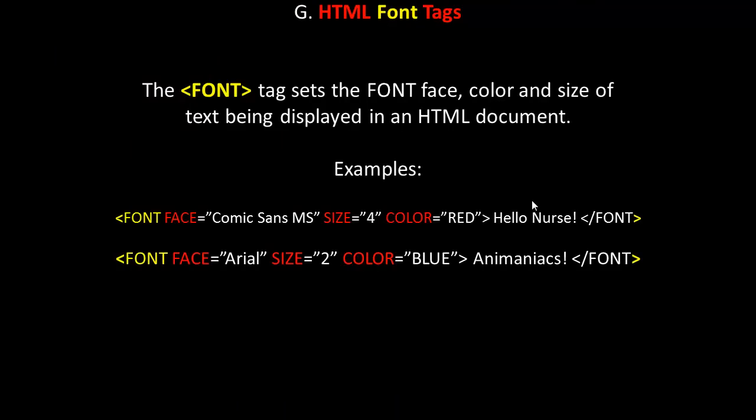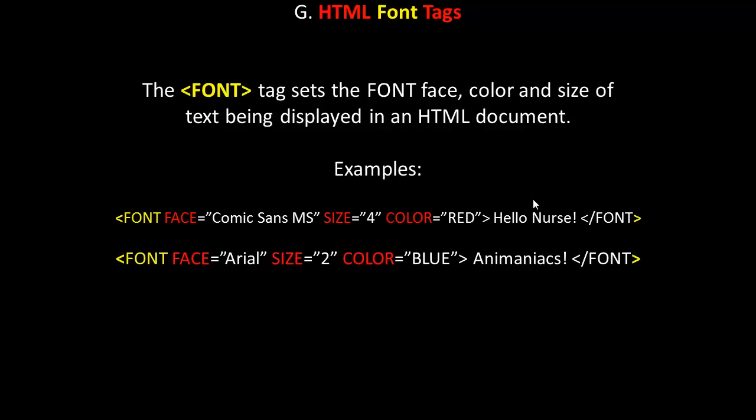Next are HTML font tags. The font tag sets the font face, color, and size of the text being displayed in an HTML document. Here are some examples. In the first example, we're setting the face to be Comic Sans MS, the size to be 4, and the color to be red. Therefore, the words Hello Nurse will be displayed in that font, and that size, and that color.